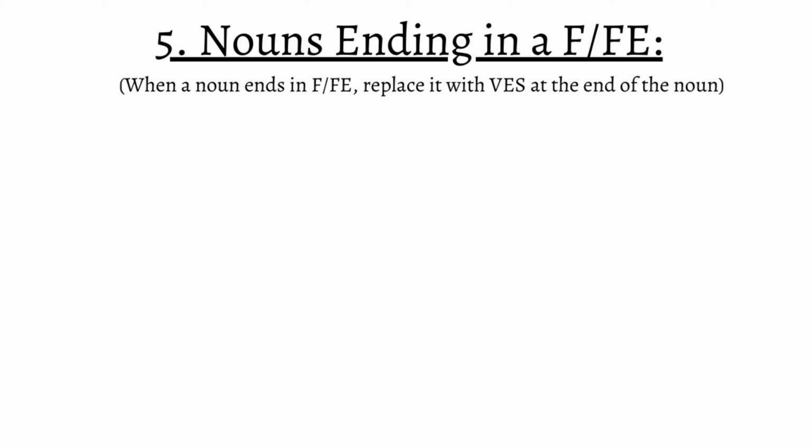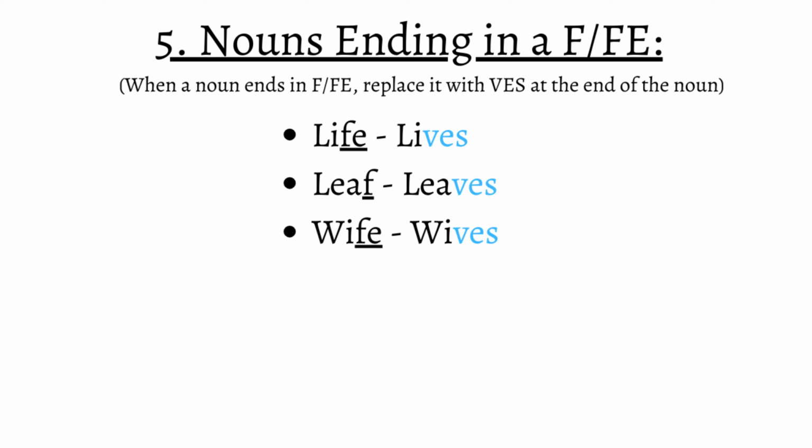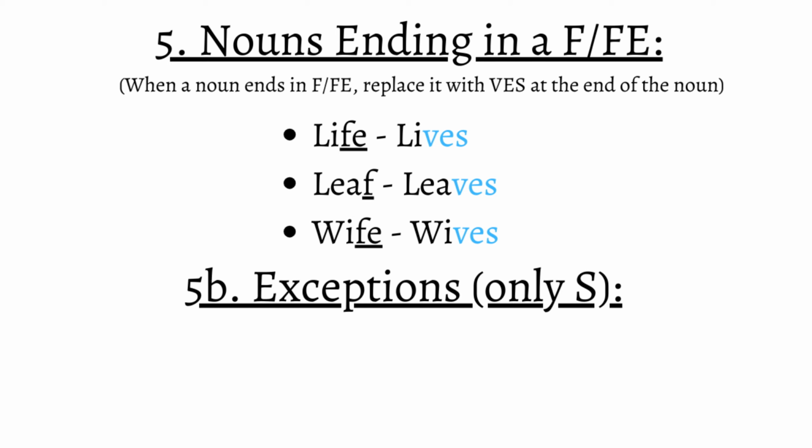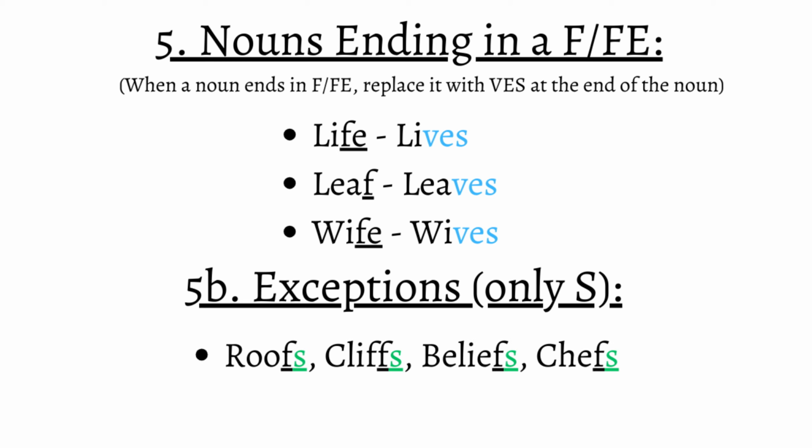When a noun ends in f or fe, we replace it with ves at the end of the noun so that it sounds and looks better when written, like lives, leaves, and wives. However, there are some exceptions where only s is added, like roofs, cliffs, beliefs, and chefs.